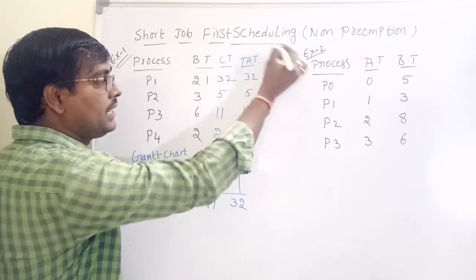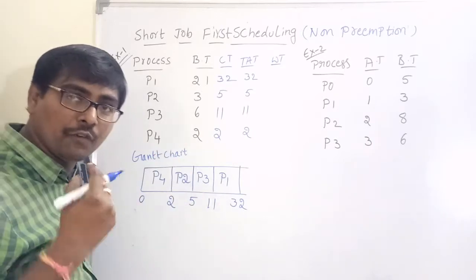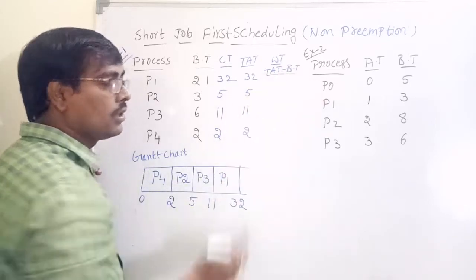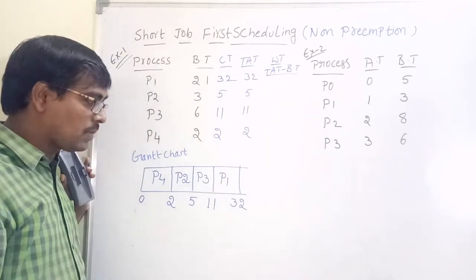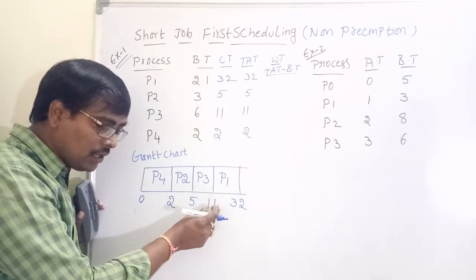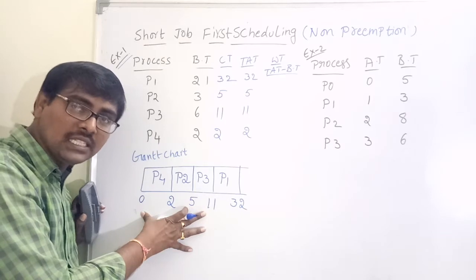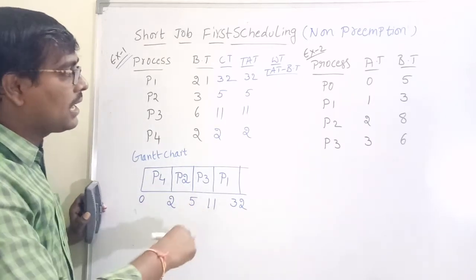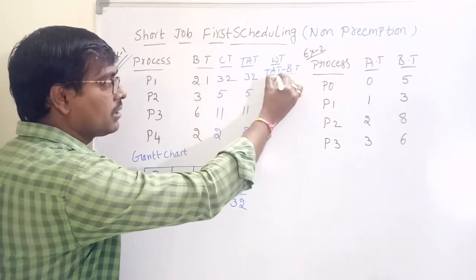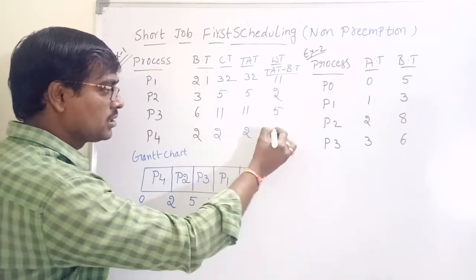Now waiting time. What is the waiting time? How much time is the particular process waiting for the CPU? Simply, turnaround time minus burst time. Or see it directly from the diagram. For P1, we allocate the CPU at 11, so from 0 to 11 the process is in waiting state. Otherwise, calculate turnaround time minus burst time: 32 minus 21, 11. 5 minus 3, 2. 11 minus 6, 5. 2 minus 2, 0.